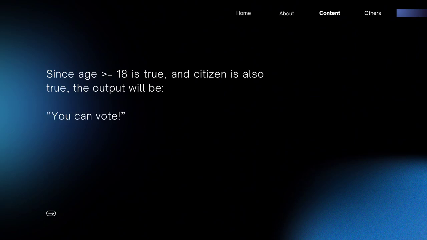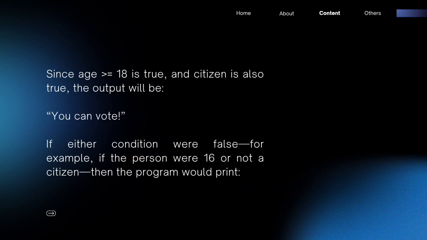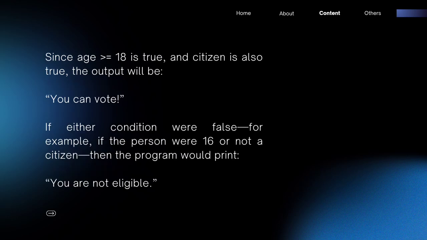You can vote. If either condition were false, for example, if the person were 16 or not a citizen, then the program would print the statement, "You are not eligible." This is a practical example of how logical operators like AND are used in decision-making scenarios in code.